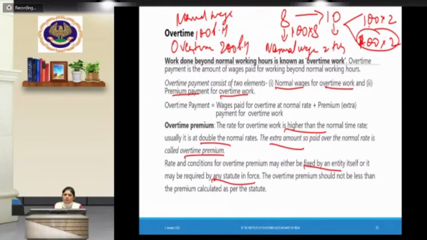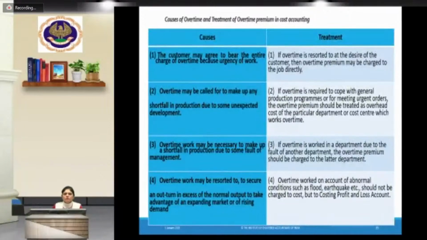So this is about overtime. We'll understand it better when we do the questions. The causes could be the urgency of work, to make up any shortfall in production, so we have to work overtime. It may be necessary to make up a shortfall in production due to some fault of the management. Clear? So there was some fault of the management, that's why we have to work overtime, because we could not complete the order. Or overtime work may be resorted to in excess of the normal to take advantage of an expanding market or a rising demand. So these could be the various causes of overtime.